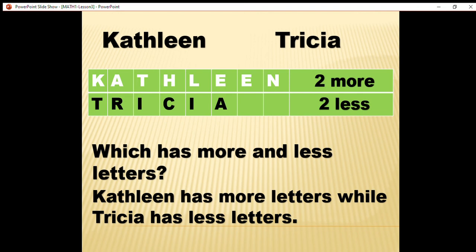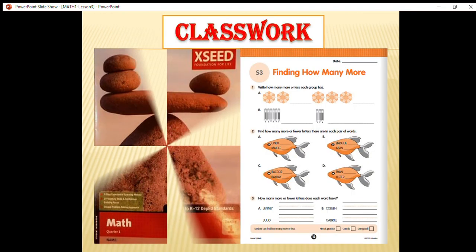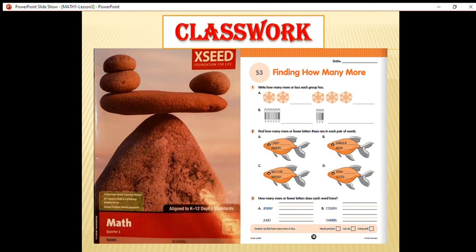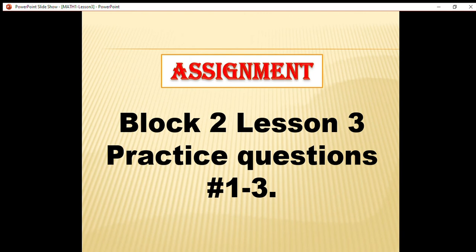I guess all of you got the correct answer for this activity. So now that you know how to find how many more, how many less, I want you to get your workbook in Math Quarter 1. Answer seat work number 3, finding how many more, on page 12. And do not forget your assignment in block 2, lesson 3, practice questions number 1 to 3.